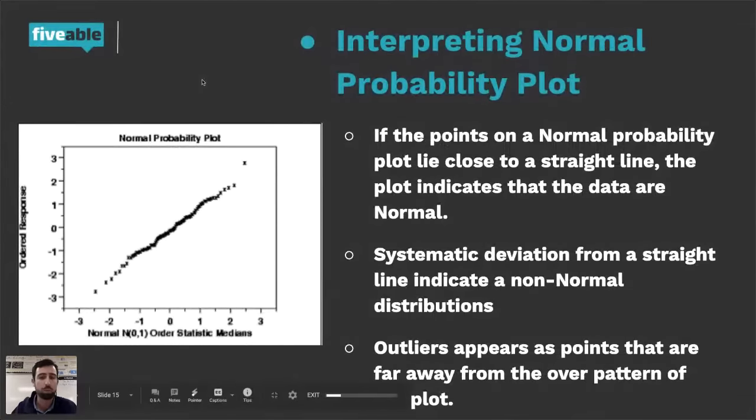The normal probability plot is going to be the last thing we cover on exploring one variable data. And that is just essentially, how do we know if something is normal or not if we don't have a graph? So we make a graph and it's called the normal probability plot. We want to know, is this data normal? Here's how we do it.